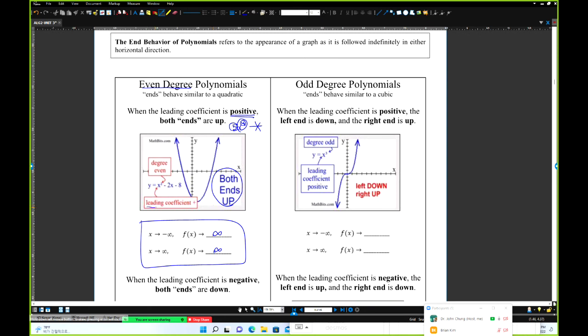Okay, you can say both ends up, that's it. Because the leading coefficient over here, LC, is positive. This one is degree 2, also positive. Negative infinity squared is still positive, right? Negative times negative always makes it positive. Odd degree is the opposite way, okay? Left down, right up, or left up, right down. It depends on which one is down, which one is up. It depends on LC.